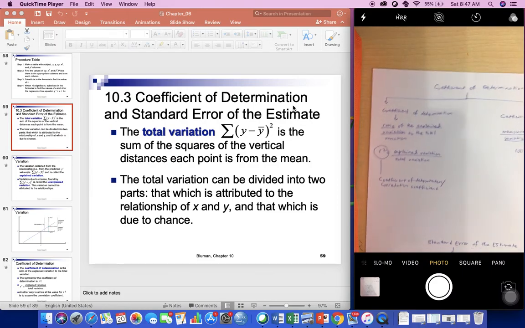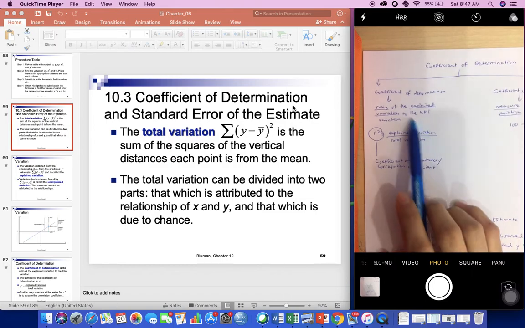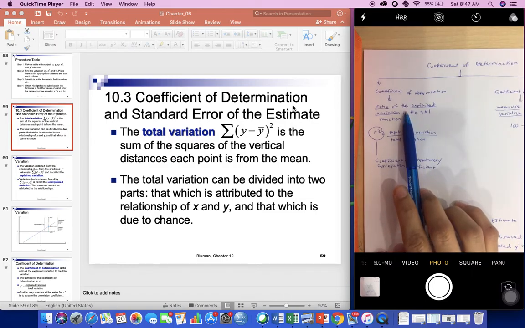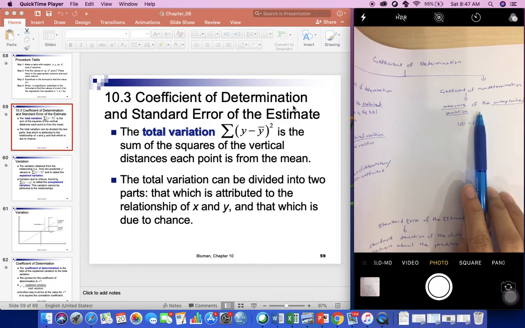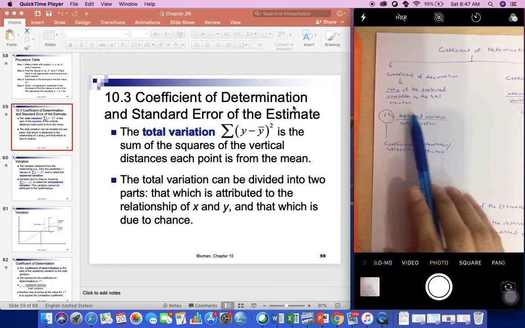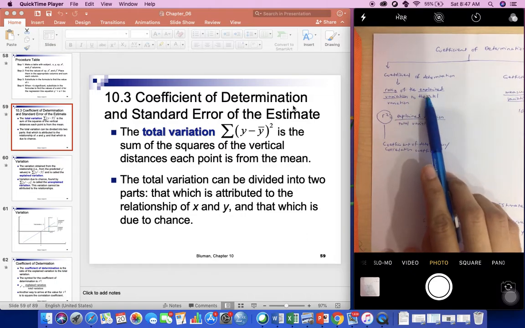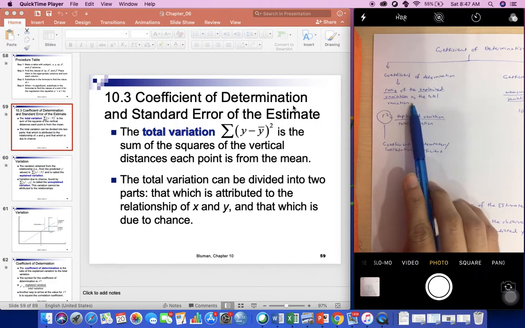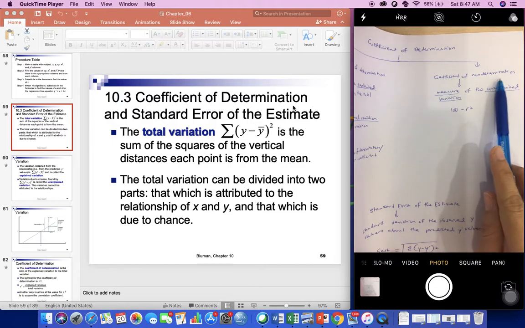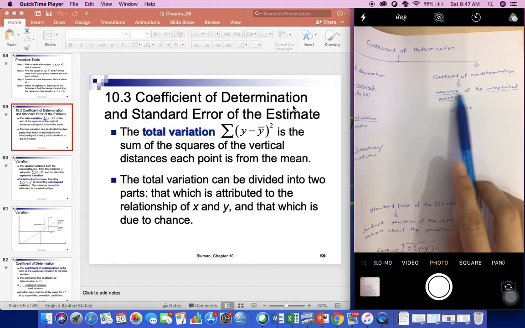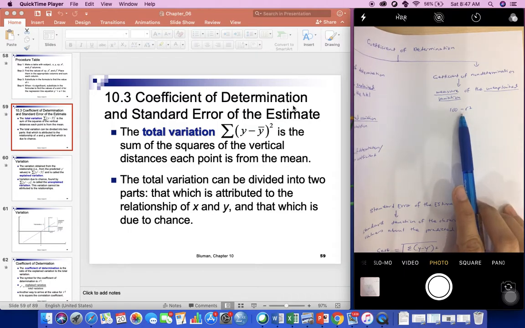So the variation can be divided into two also: the coefficient of determination and the coefficient of non-determination. The coefficient of determination is a ratio of the explained variation, and the coefficient of non-determination is a measure of the unexplained variation.